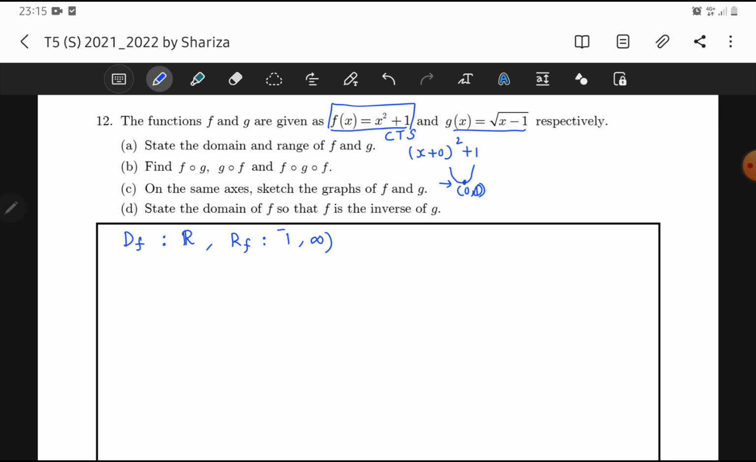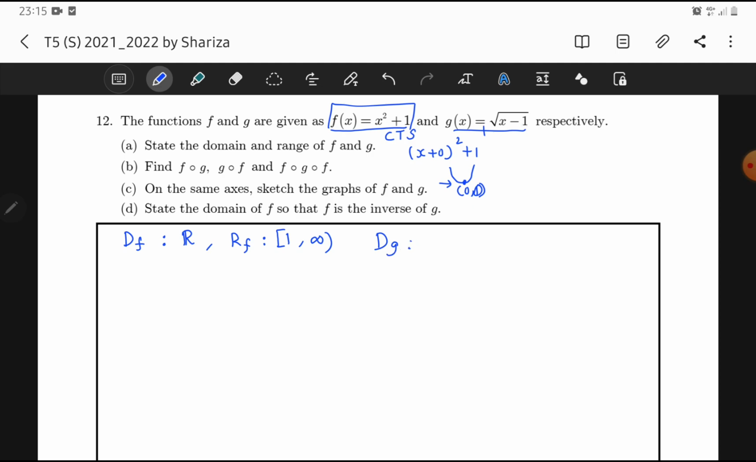1 tu included. Dia close lah sebab dia boleh sentuh. Dia minimum point. Yang excluded tu kalau asymptote, dia tak boleh sentuh, dia akan open lah. Okay, next. The domain for g.